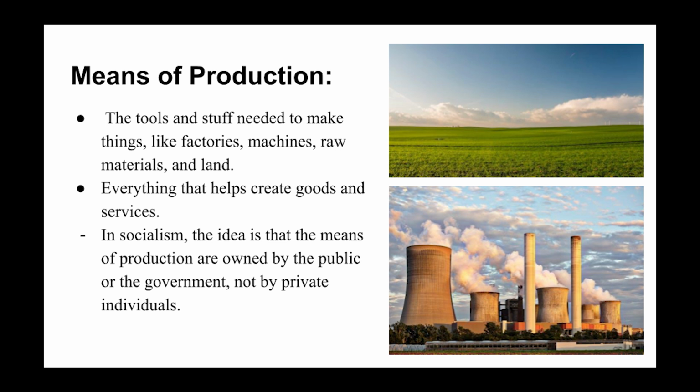But before we dive into what socialism really is, we need to go over a few key vocabulary terms that will help us better understand the idea of socialism. The first vocab term we'll be looking at is the means of production, which is the tools and stuff needed to make things, like factories, machines, raw materials, and land. In other words, it's everything that helps create goods and services.